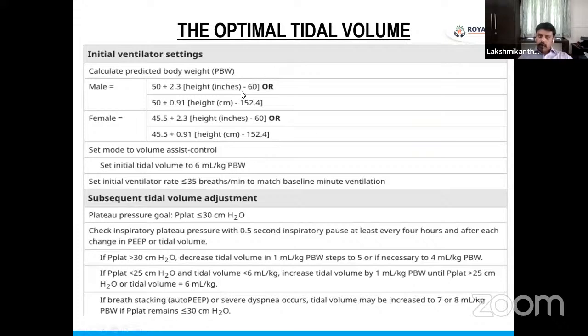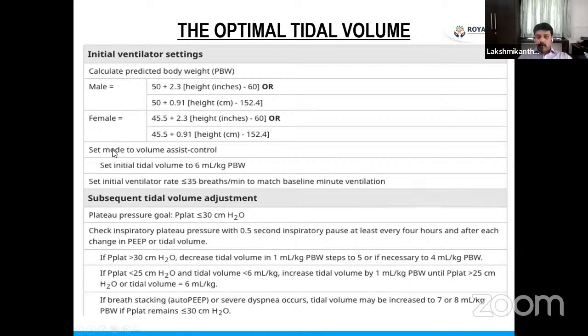So how do we do it? It is not based on the ideal body weight or the measured body weight of the patient. It is based on the predicted body weight. We need to use these formulas for a male or a female. It is predominantly based on the height of the patient. It is easy to measure the height of the patient in the ICU and use these formulas to get a predicted body weight. Based on the predicted body weight, we set the initial tidal volume to 6 ml per kg of predicted body weight.